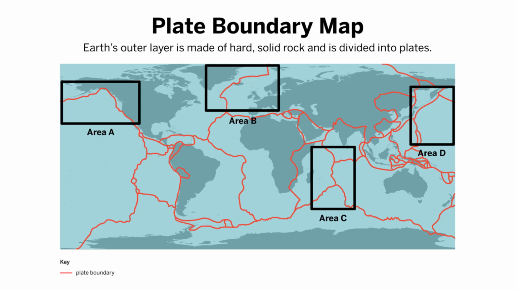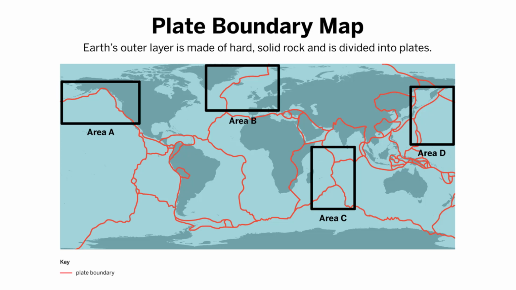Plate boundary map. Earth's outer layer is made of hard, solid rock and is divided into plates. Notice Area A, Area B, Area C, and Area D. Notice these important features on the map. The title and subheading. Familiar items on the map, such as continents and the ocean. The key and symbol, the red line showing plate boundaries, and how it helps you understand what the map shows.